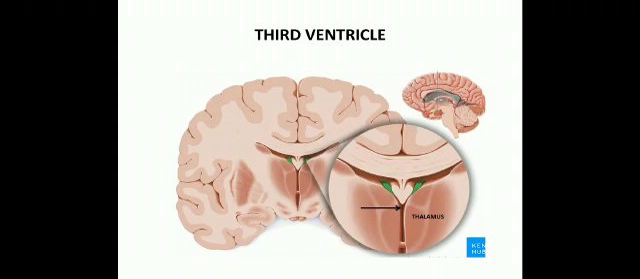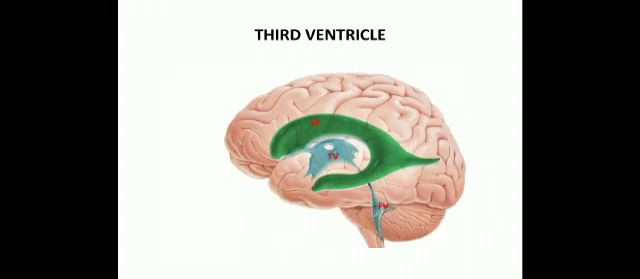So here also you can observe between the two thalami, the third ventricle is present and it is communicating with the lateral ventricles. So the communications: anterior-superiorly on each side, it communicates with the lateral ventricle through the interventricular foramen, also known as the foramen of Monro. This is bounded anteriorly by the column of the fornix and posteriorly by the tubercle of the thalamus. Posterior-inferiorly in the median plane, it communicates with the fourth ventricle through the cerebral aqueduct.